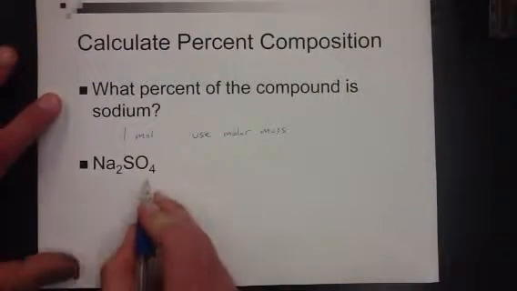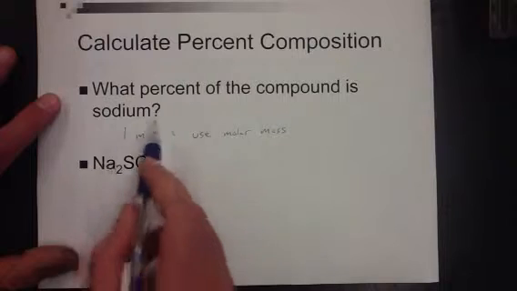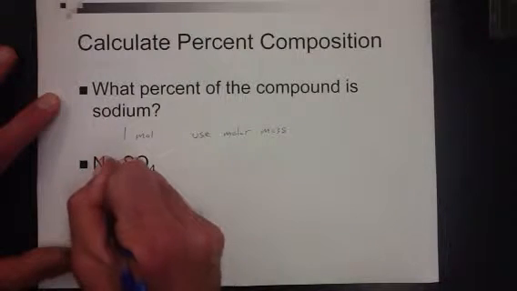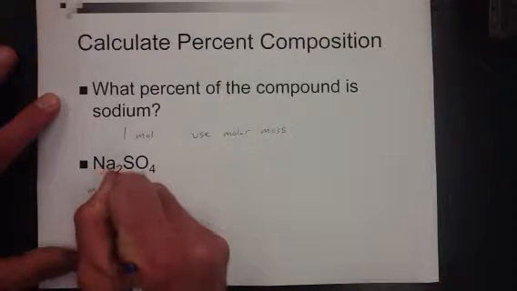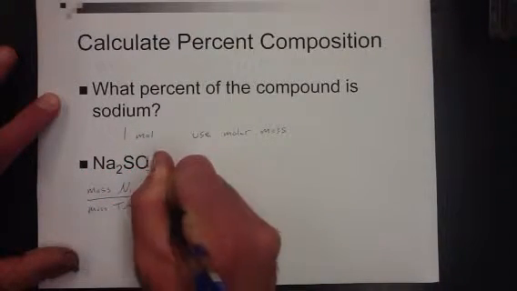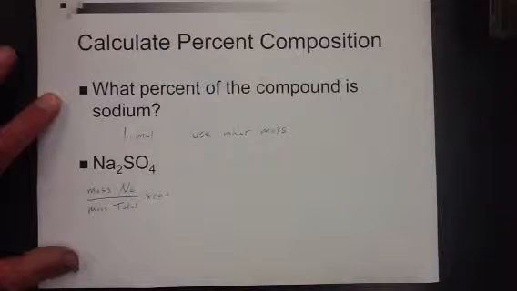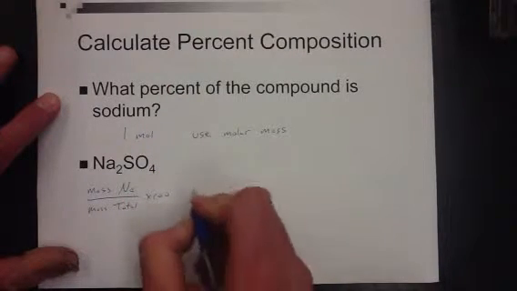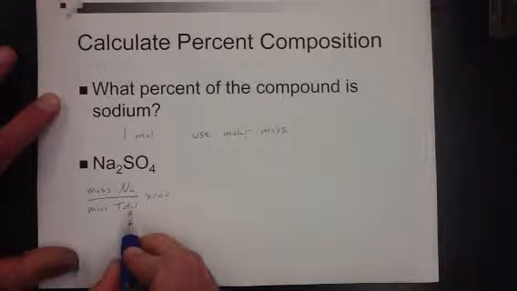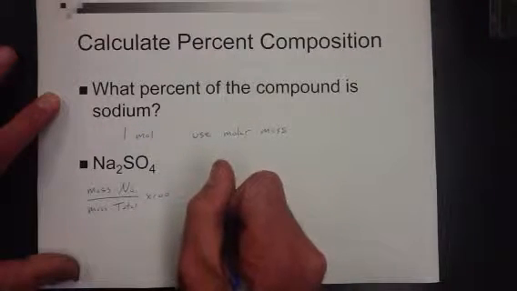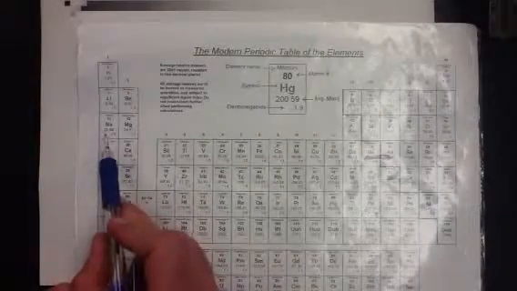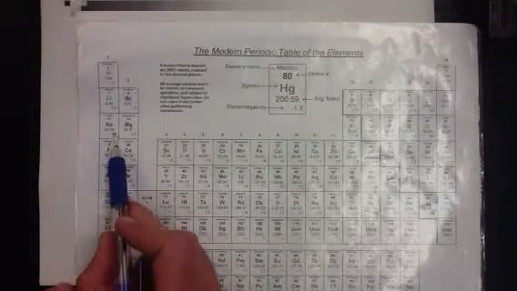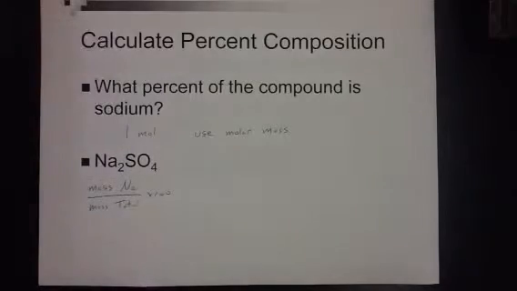All right, so for sodium sulfate, we want to find out what percent is sodium. So we need to do the mass of sodium over the mass total, and then multiply by 100. So to figure out the total mass, we need to add together the mass of sodium. So we're going to look this up on the periodic table. We'll find sodium on the periodic table, and the mass of sodium is 22.99, or 23 grams per mole.